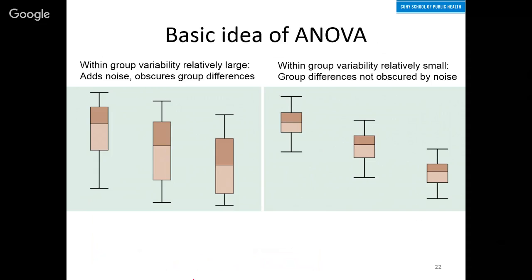So the basic idea, if in these groups there's a lot of variability within the groups and not much variability between the groups, it's kind of hard to tell whether the groups make a difference. Whereas if the variability within the groups, like on the right, is kind of small compared to between the groups, then it becomes easier to say that the groups are making a difference.